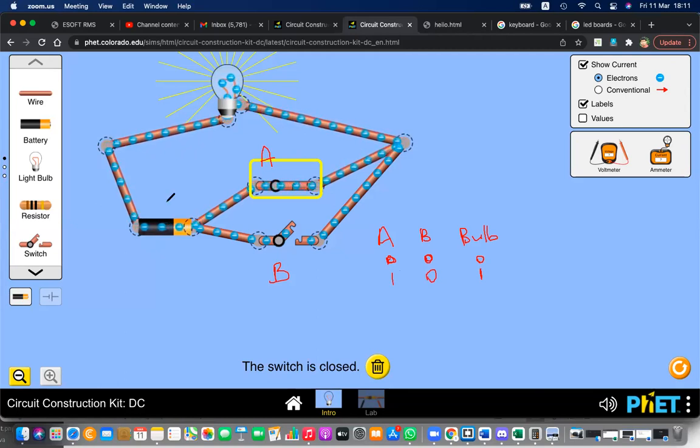Through switch A, the circuit is complete, so it gets the power. Okay, the next. Let's open A and close B. Open means no power through switch A, power through switch B. You can see the bulb is turned on. Bulb is turned on, right?